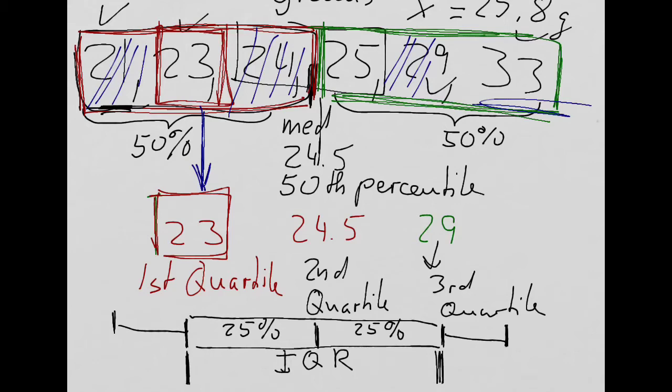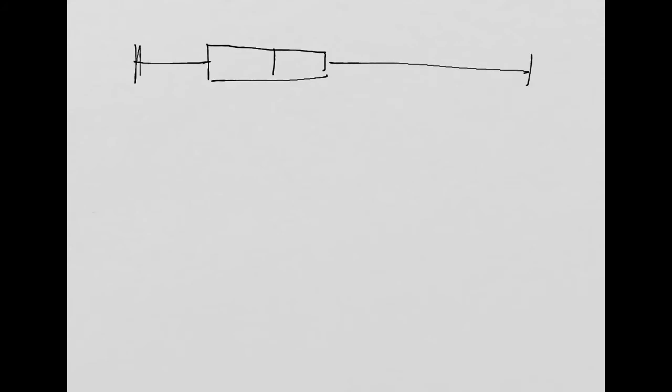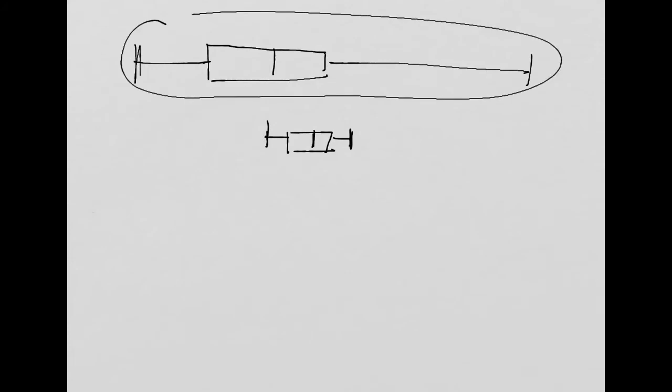Now I give you 2 box plots. That's one box plot. And that's the second box plot. Which one has a bigger data spread? The first one has a bigger data spread. So the data are far more spread out.